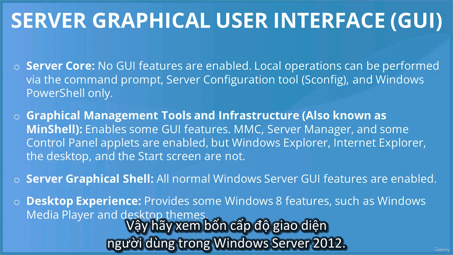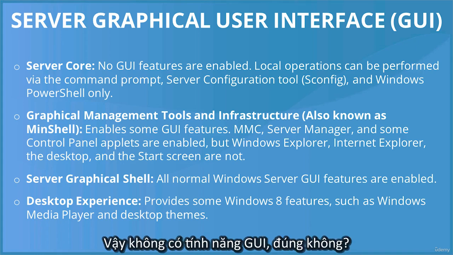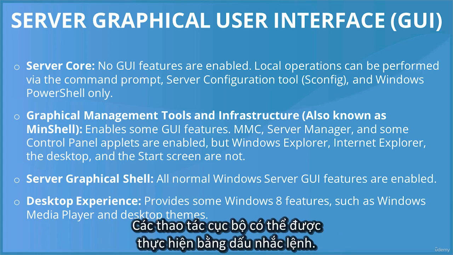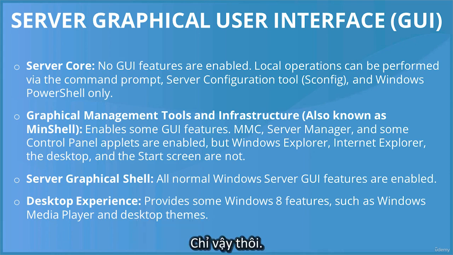So let's have a look at the 4 user interface levels in Windows Server 2012. Server Core, so there's no GUI features, right? Local operations can be performed with a command prompt, Server Configuration Tool, sconfig, and Windows PowerShell. That's it. Only Server Core, right?